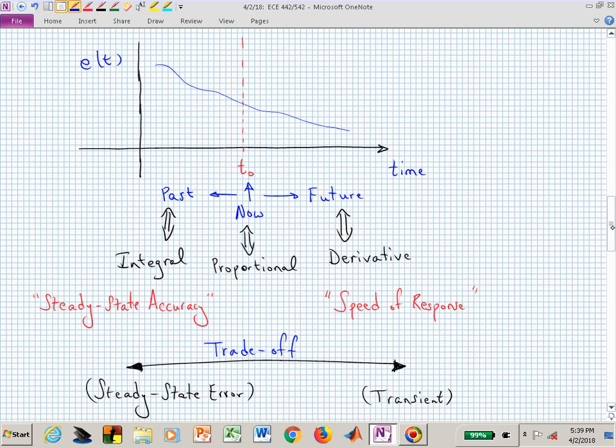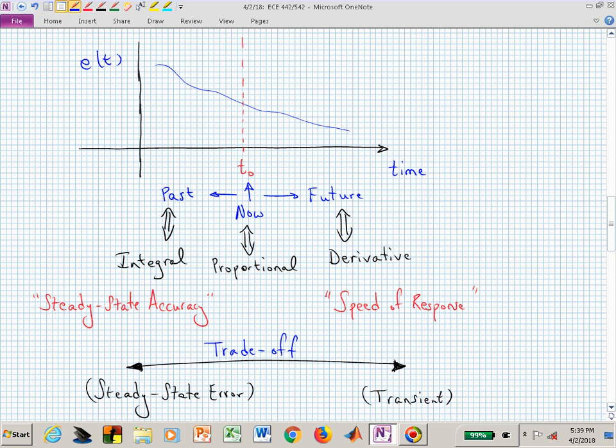And you can sort of see then that the I and the D term have a trade-off relationship. If you emphasize the integral piece, then maybe you're more concerned about steady state accuracy. You're trying to worry about the overall behavior in the steady state. Maybe I want to just have concern with the steady state accuracy. Maybe I just use a PI controller.